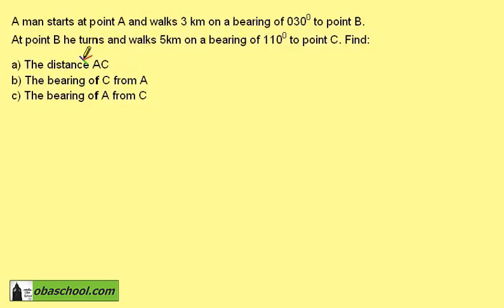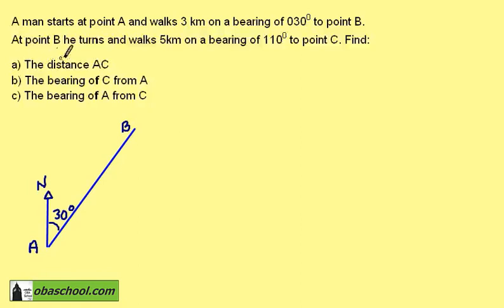The first thing we need to do is produce a diagram. So reading the first line of information, a man starts at point A and walks 3 kilometers on a bearing of 030 degrees. We start with a north line, and from north our bearing is 30 degrees measured clockwise, and he walks 3 kilometers. So this is our north line, our bearing measured clockwise from north, this is point A, and he walks to point B.